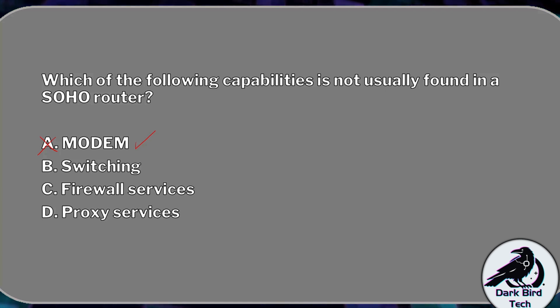Then a lot of your home routers usually have a couple of RJ45 connectors normally labeled as LAN ports, which means they are acting as switch ports. So that's not what we're looking for. Remember, we're looking for things that are not usually found in a SOHO router.